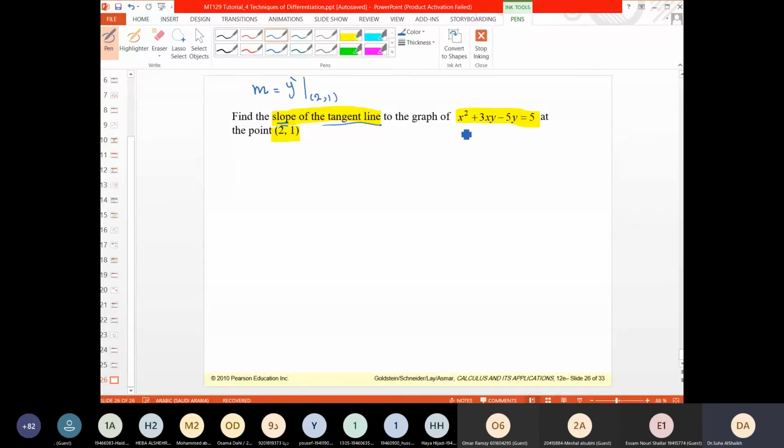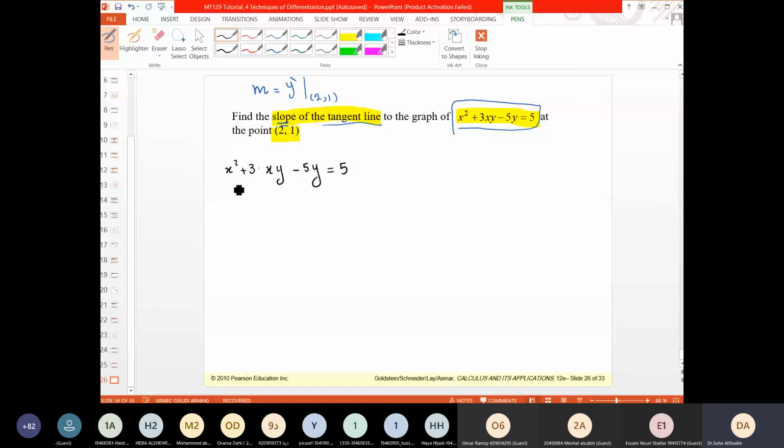Check the function. The function clearly needs implicit differentiation because x and y are mixed together. Even though they didn't mention that it's implicit, they don't have to tell me. I know it's a mix between x and y. So this is x squared plus 3xy minus 5y equal to 5. So we find the derivative term by term.